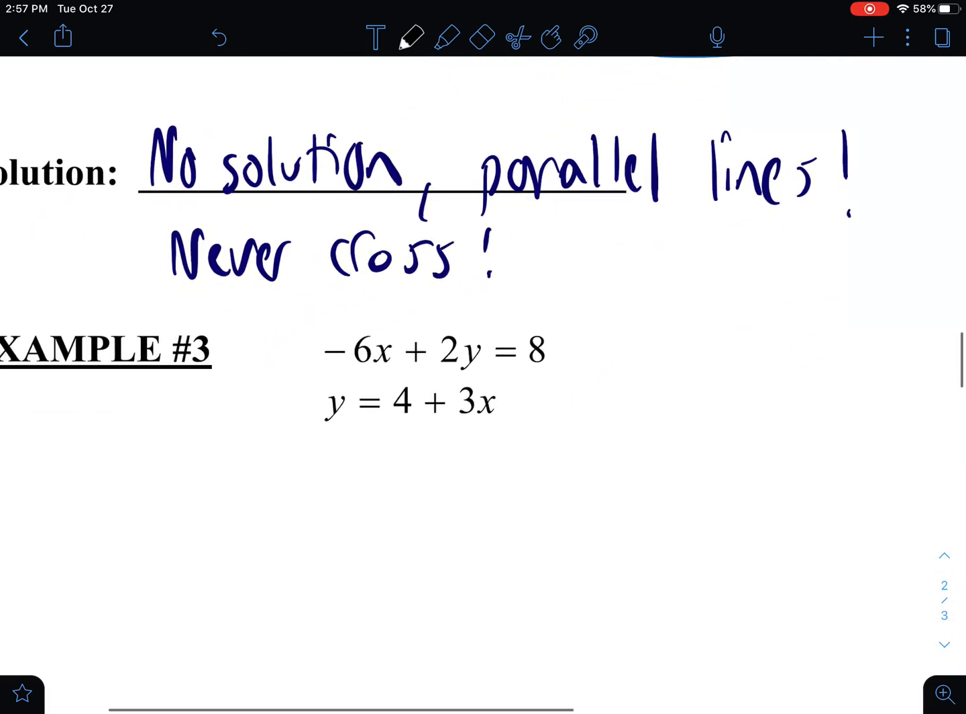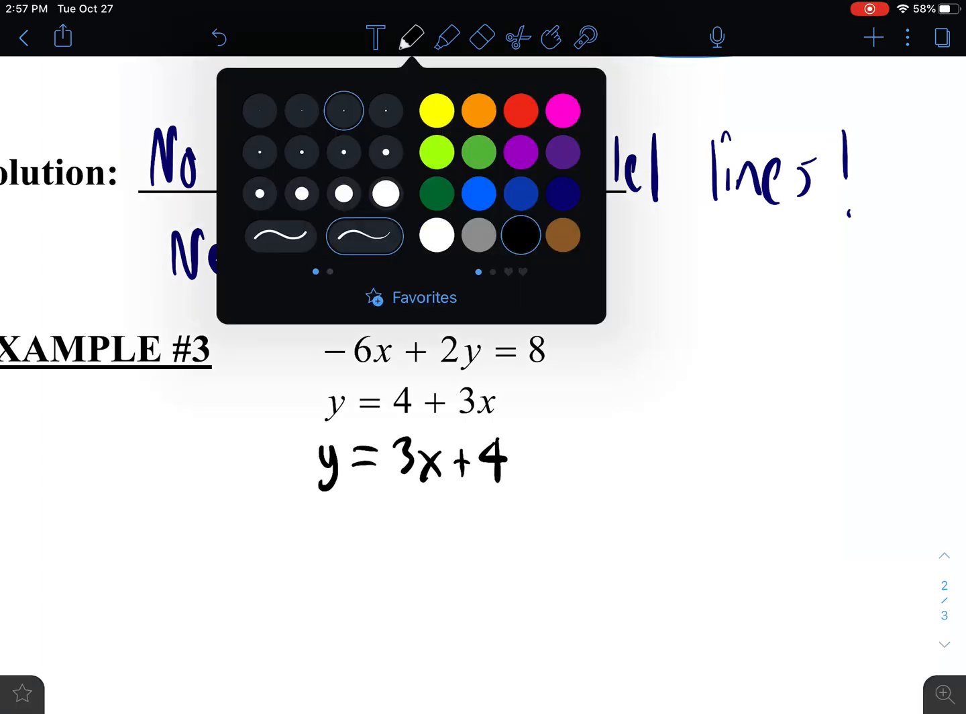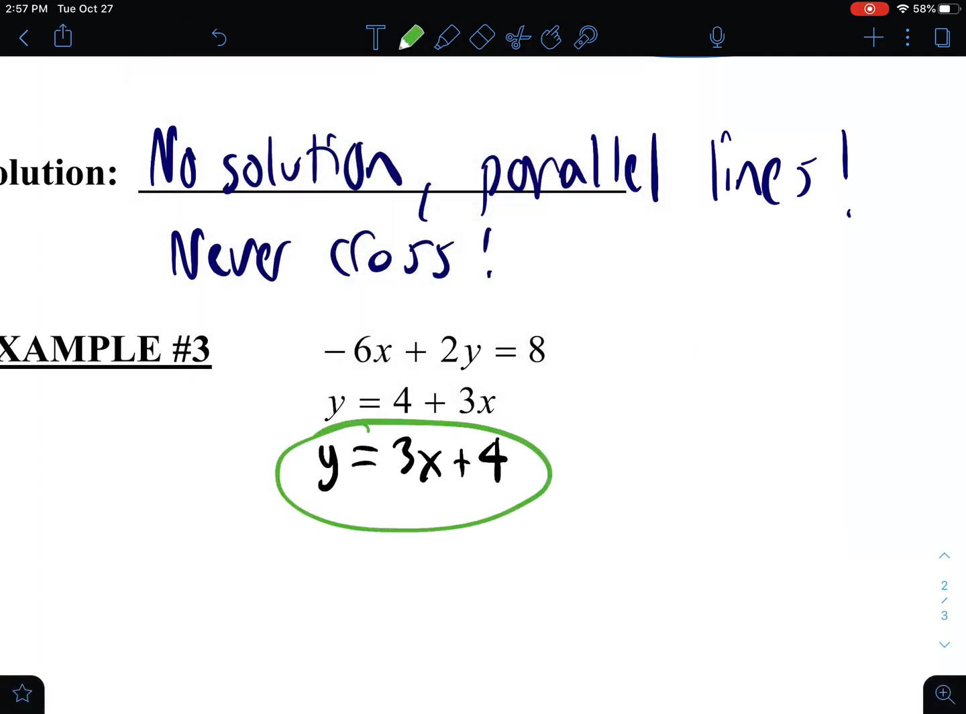Okay, so the bottom equation is good. I'm just going to rewrite it. So we have negative 6x plus 2y equals 8, and y equals 4 plus 3x. We like to write mx plus b, so I'm going to rewrite this as y equals 3x plus 4. And that's the green line we're going to draw.